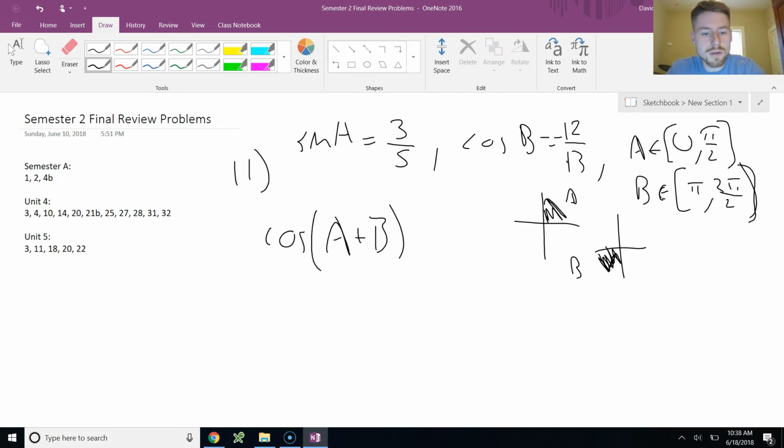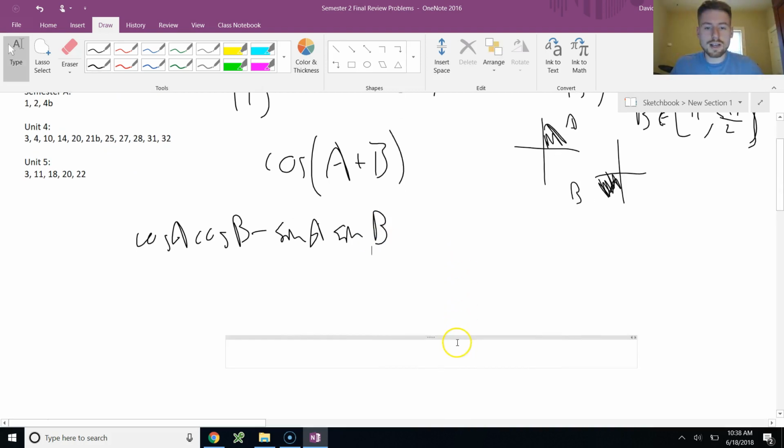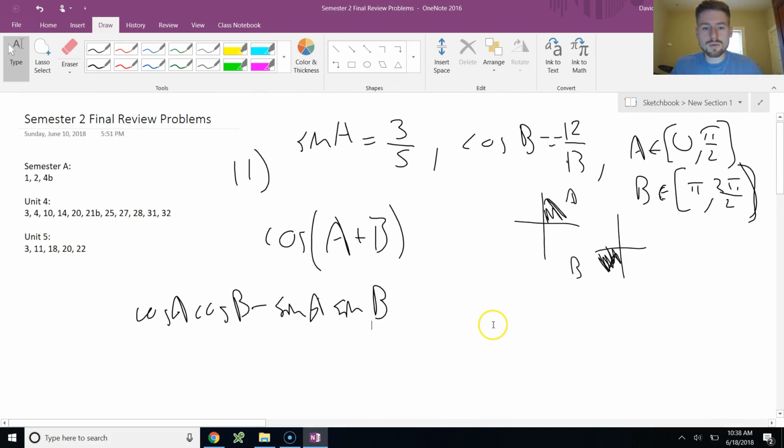So cosine of A plus B, if we remember our trig identities, is equal to cosine of A, cosine of B, minus sine of A, sine of B. We know sine of A and cosine of B. So now we just have to figure out what cosine of A and sine of B are, plug those all in and simplify. So we'll go ahead and do that first. We'll find what cosine of A is.